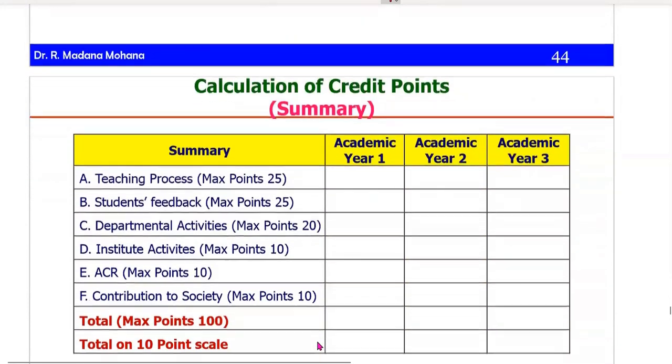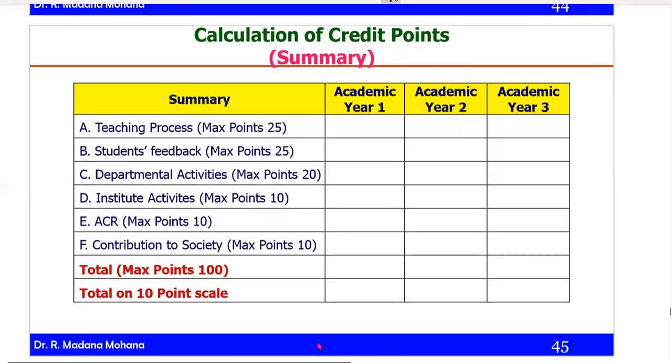Okay, now finally, calculation of the credit points summary table. For 3 academic years we have to consider. For teaching process, academic year 1, academic year 2, academic year 3. Then students feedback, 3 academic years, the average you need to consider. Then departmental activities 3 academic years. Then institute activities 3 academic years. Then annual confidential report ACR for 3 academic years. Then contribution to the society for 3 academic years. Then academic year wise total weightage is 100.